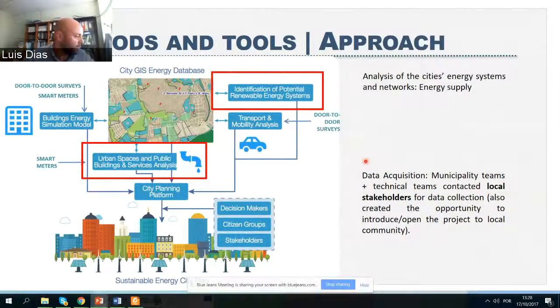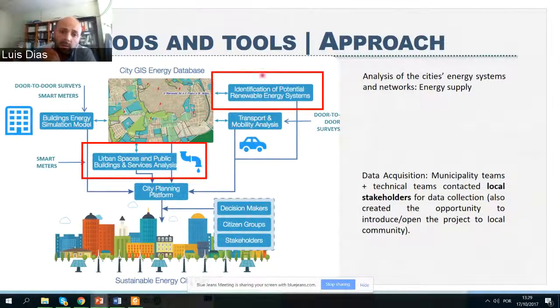So till now, I was focusing on the transport and buildings sectors, but the city energy system will not be complete without the inclusion of other very important sectors, like the urban spaces and public buildings, and also other services like water and sewage systems. Although urban spaces and public buildings are not significant in the overall energy consumption of the city, it is very important to characterize these buildings in a robust way, because these are the sectors where the municipality can directly act. So a particular effort was made to model these buildings.